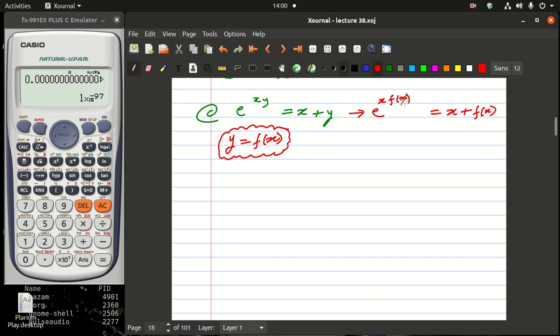And then in order for you to deal with this whole thing here, you just say, okay, I am going to have to take the derivative on both sides. So I want the derivative of e to the power x times f of x, and then take the derivative also on the right hand side of x plus f of x. So that is actually how you end up finding the derivative. So what is the derivative of this?